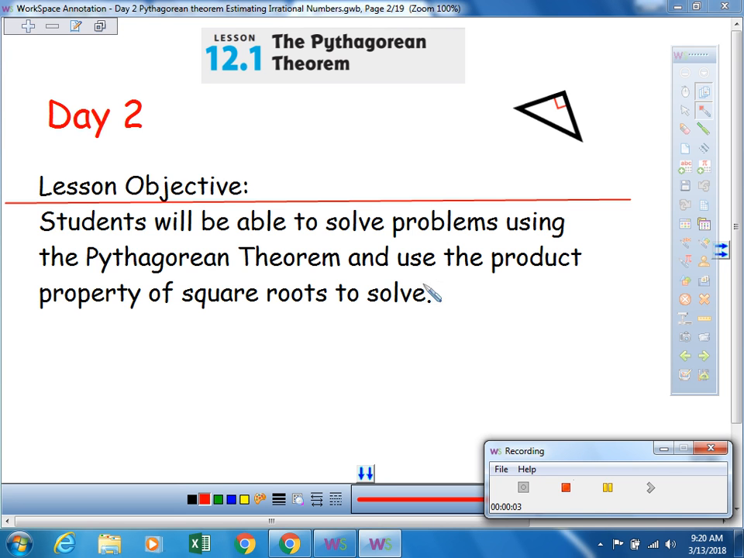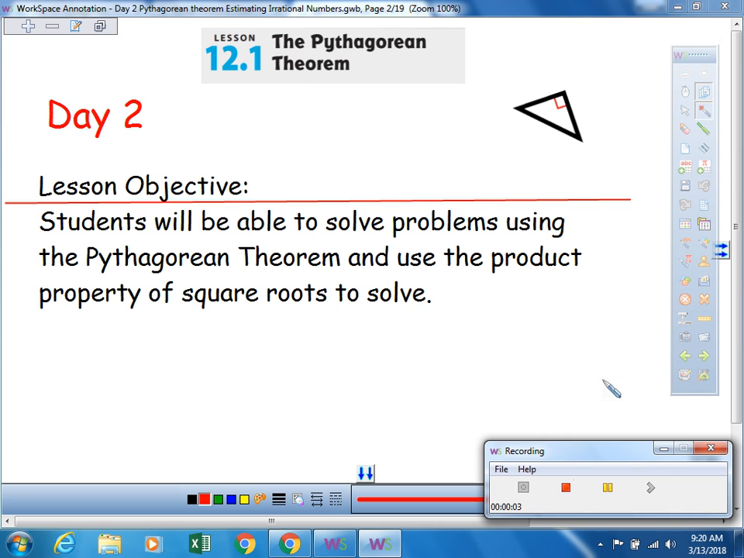Yes, you need your notebooks today and the note sheet. The note sheet, we're just going to use it towards the very end. So all the examples today you're going to put in your notebook. So we're going to still use the Pythagorean theorem.